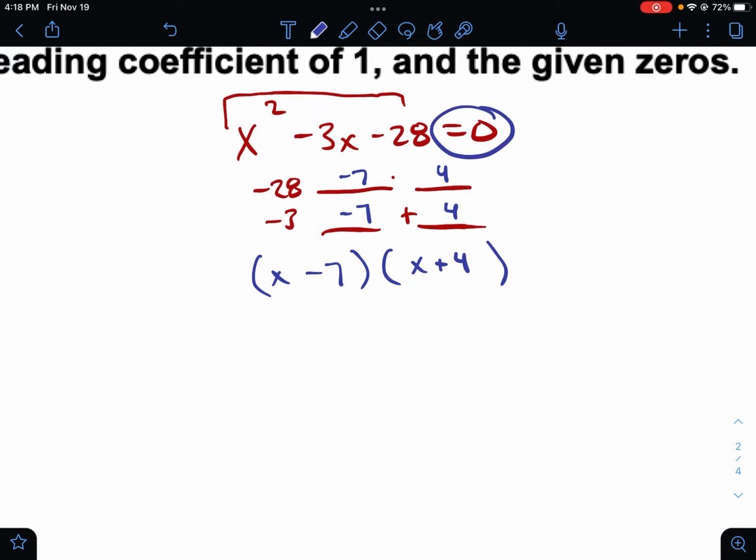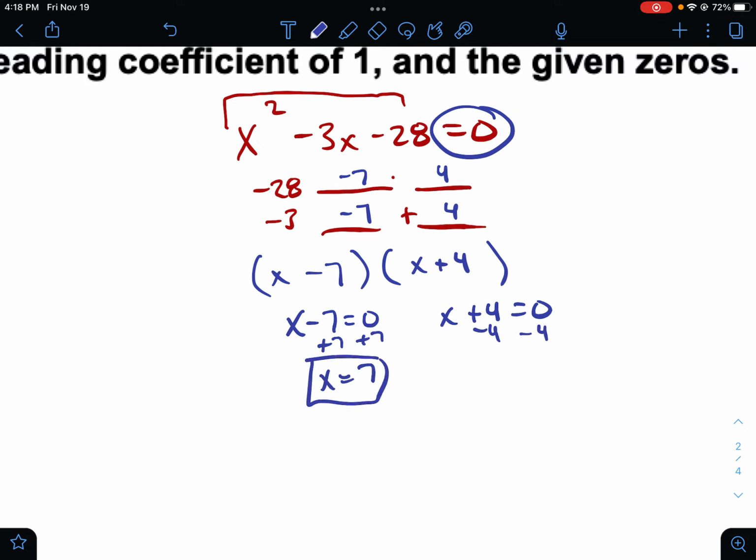When you solve, because it equals 0, we have to set each one of these equal to 0. And when you add the 7, you get x equals 7. And when you subtract the 4, you get x equals -4. And so you quickly realize that the answers are simply just the opposite signs of whatever you got in your factoring. So when I got a factor of x minus 7, I know that the answer will just be 7. And I got x plus 4, the answer will just be -4.